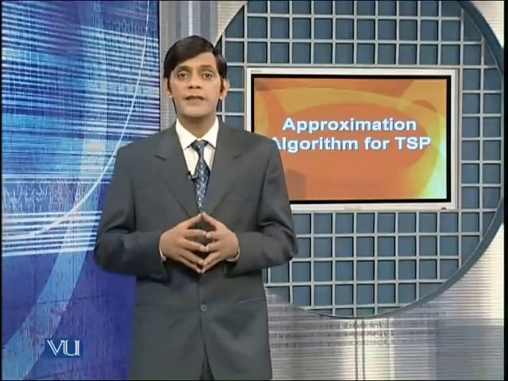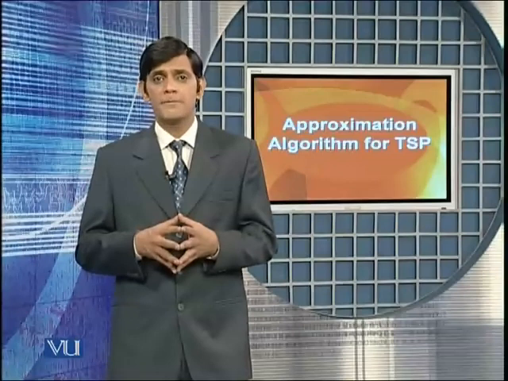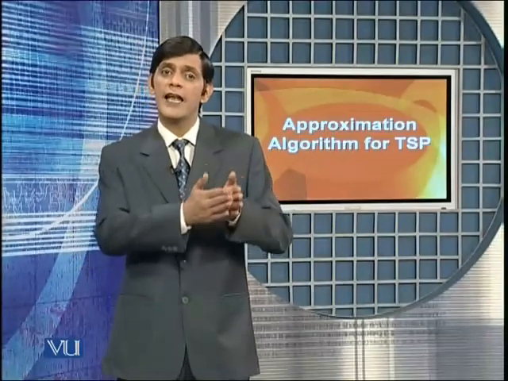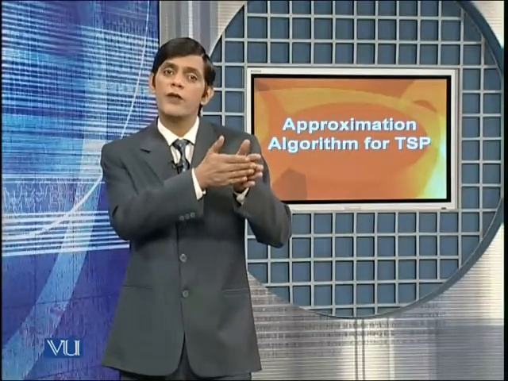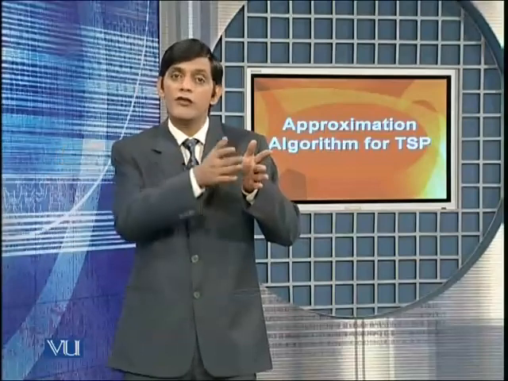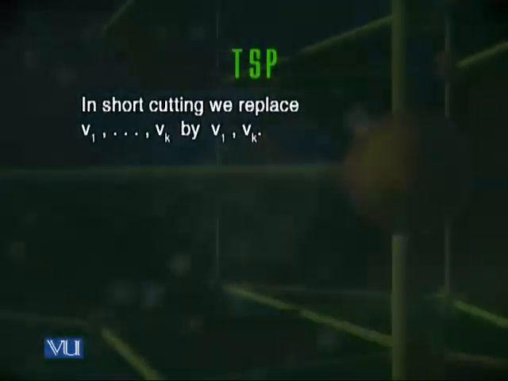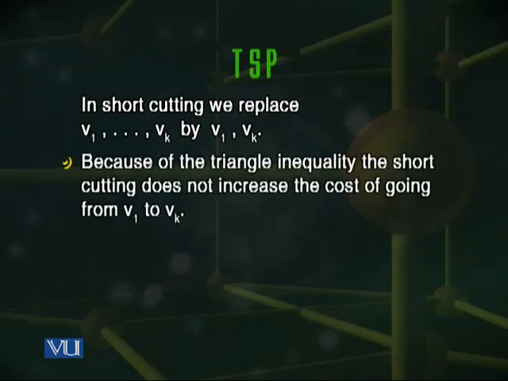Let's talk about shortcutting a bit. Let's elaborate on it a bit. What we want to do is we want to say what happens when we shortcut. Well, when we're shortcutting, we start from a vertex v1 and we go to v2, v3, v4, v5 and eventually reach a vertex vk. A shortcut is you go straight from v1 to vk. So in shortcutting, we replace a part of the path, which is v1, v2 up to vk, by the edge v1, vk. Because of the triangular inequality, the shortcutting does not increase the cost of going from v1 to vk directly.